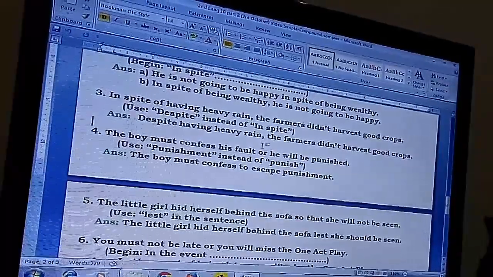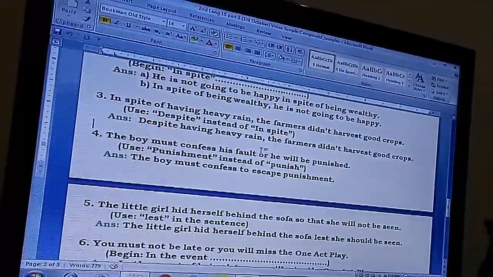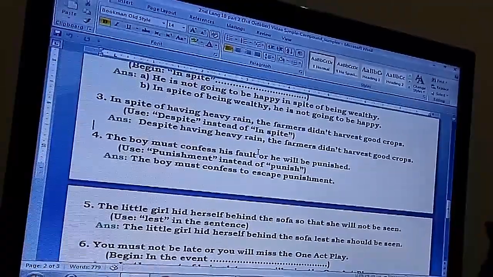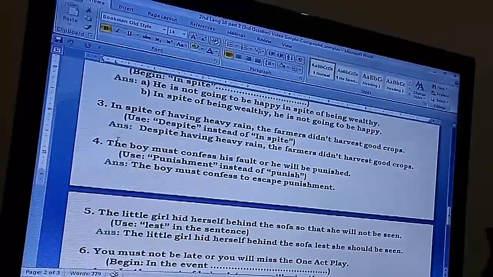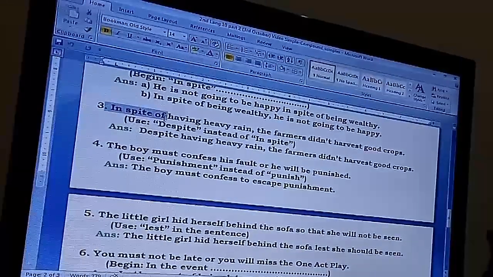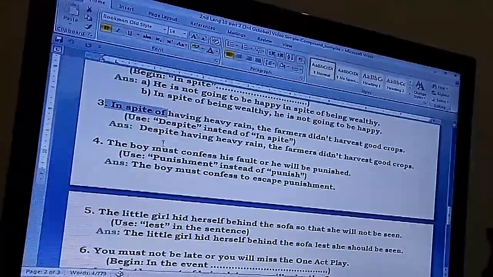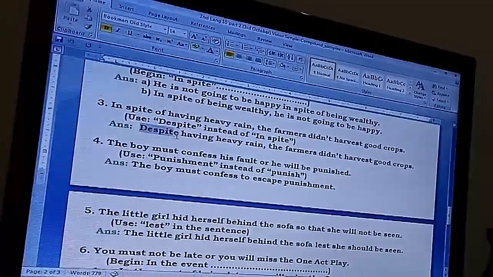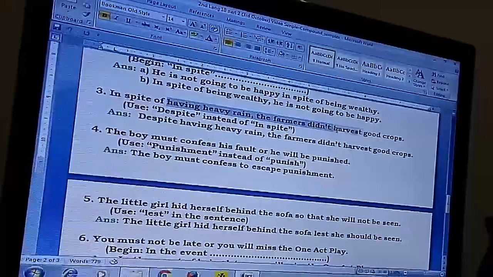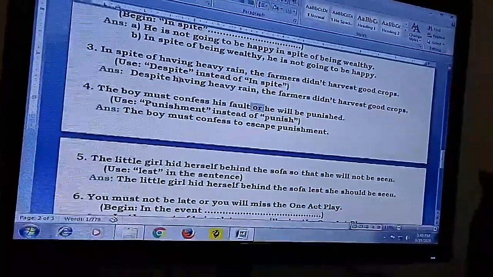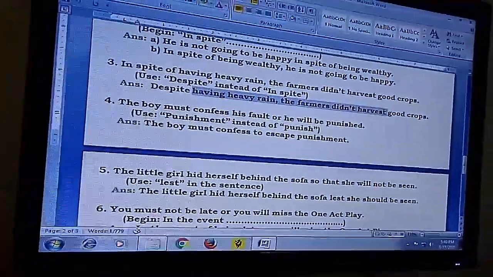But sir, it is not sounding okay. It's sounding absolutely okay because your ear is not tuned, not familiar with this kind of English. So when you use in spite of, in spite you have to use of. When you are using despite, no of. The rest of the sentence, having rain, the farmers, etc., is the same.